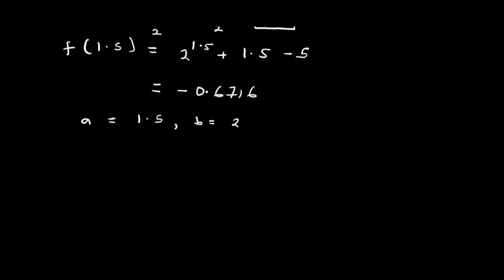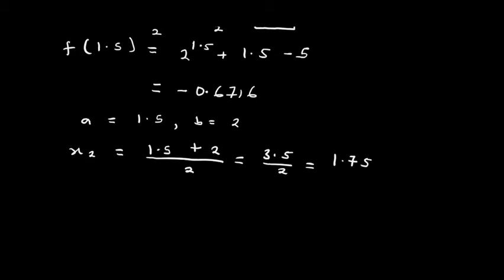Then x2 will be equals to 1.5 plus 2 over 2. This is 3.5 over 2, which is the same thing as 1.75.